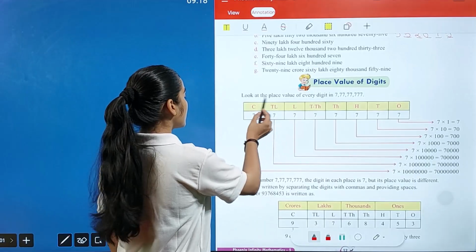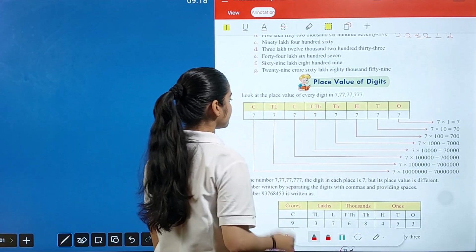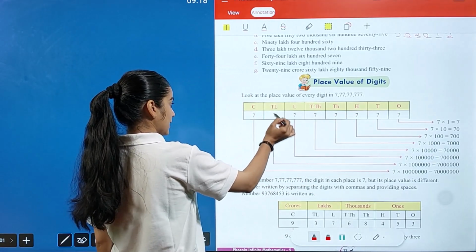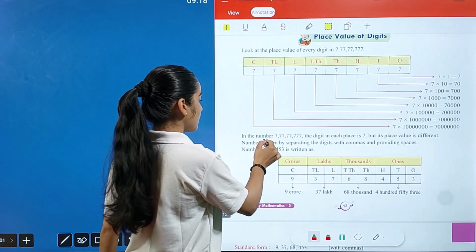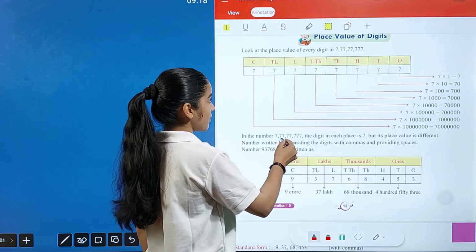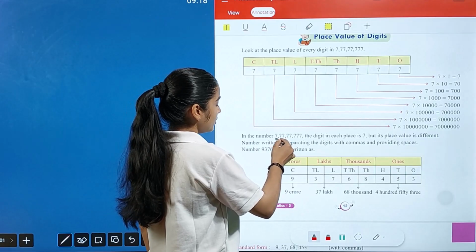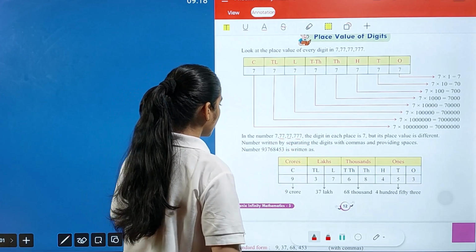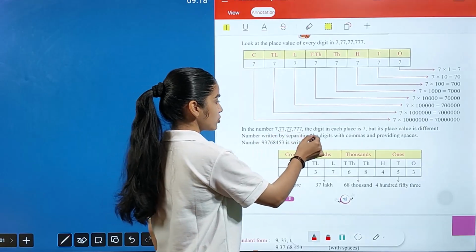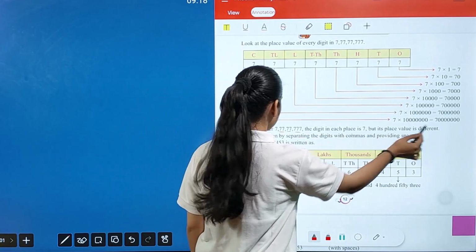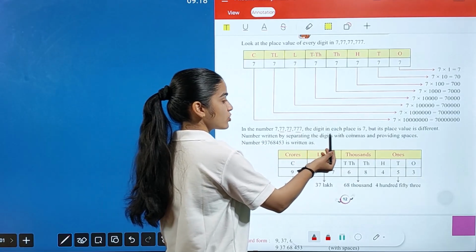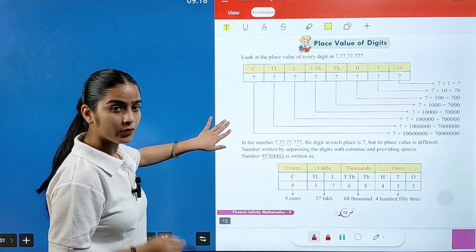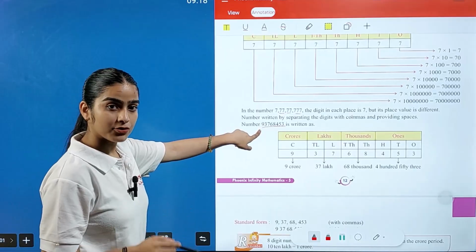Now we move forward to a new concept, which is place value of digit. So in this, look at the place value of every digit. So this is your ones, tens, 100, 1,000, 10,000, lakh, 10 lakh, crore. Okay. So in the number 7 crore 77, in the number, the digit in each place is 7, but its place value is different. Number written by separating the digits with commas and providing spaces.